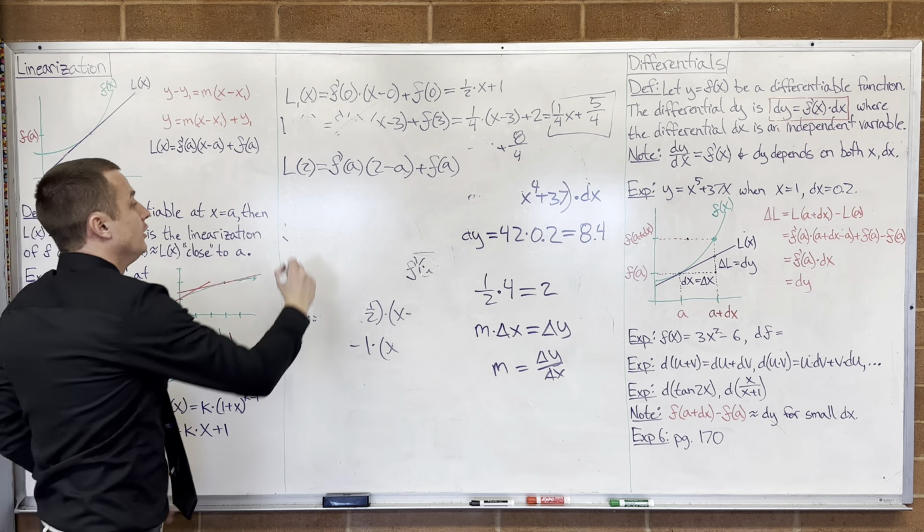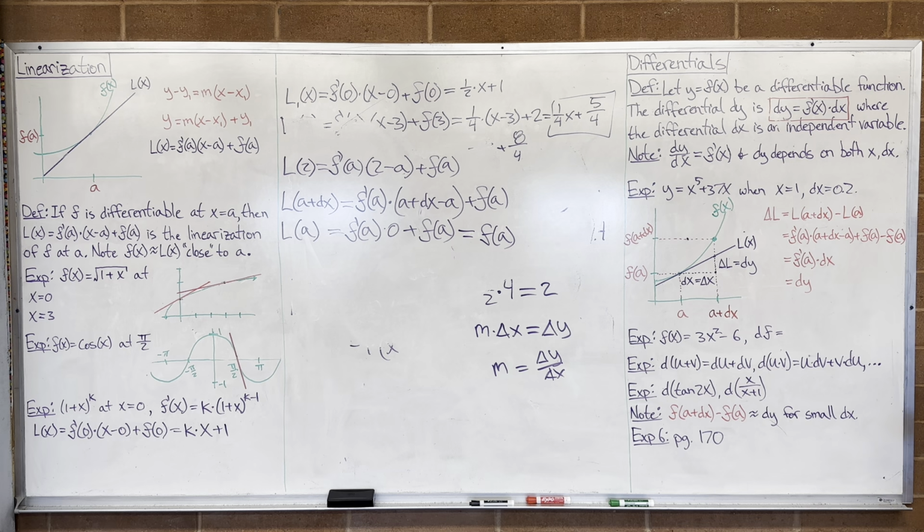So when we plug in L at a plus delta x, we get f prime of a times a plus delta x minus a. Those will obviously cancel out. Plus our f of a. And then minus L of a, which was just another f of a. So those two f of a's go out, and that a goes out, and you get f prime of a times dx. f prime of a times dx is the exact definition of dy. So the change in height of our linearization is what we mean by dy here. That's all it gives us, which is pretty intuitive.